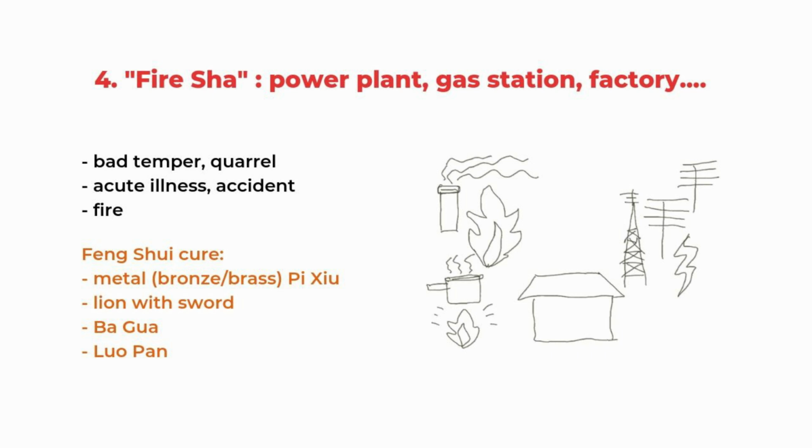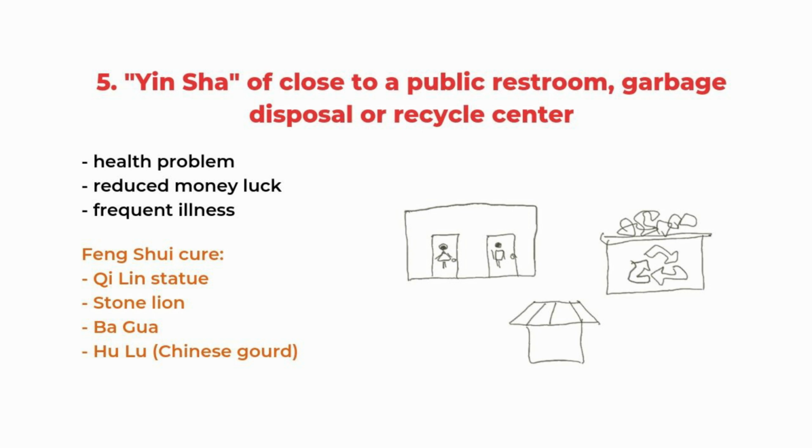The fifth feng shui problem is the yin sha. It's a yin type of the sha qi. The previous one is a type of yang sha qi, and this type is the yin sha qi. It's when you are close to public restroom, garbage disposal, or recycling center, because it's more dirty and more yin. And if your house is close to those areas, it can create health problems and cause frequent illness. It's also indicating reduced money luck.